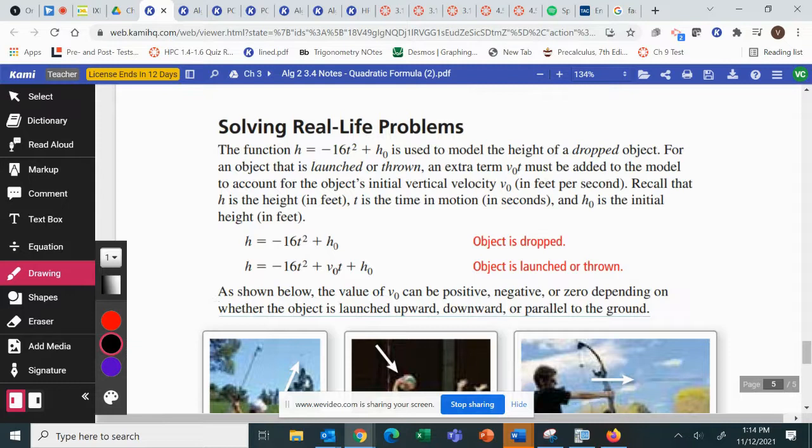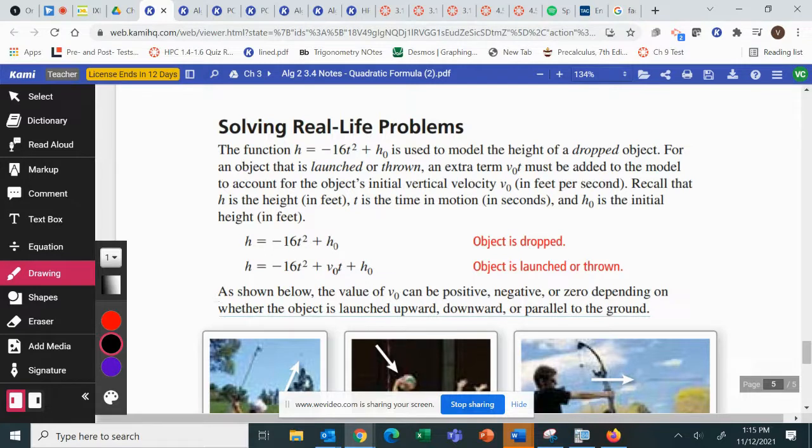If an object is dropped, we use a specific formula, h equals negative 16t squared plus h sub 0. I'll talk about those pieces in a second. But if an object is thrown or launched, there's something extra. Because if I just drop something, it just falls from gravity. But if I throw something, there's velocity behind it. I'm putting a force with it, making it go faster. So there's this extra term in the middle, and the v stands for the initial velocity at which something is thrown or launched. The h sub 0 would be the height at the time the object is dropped.